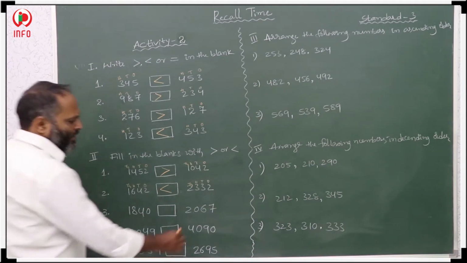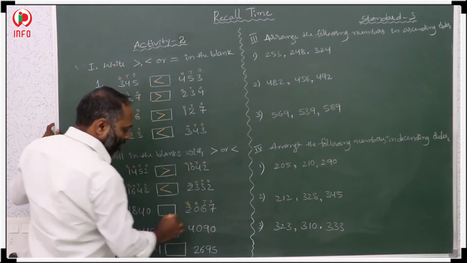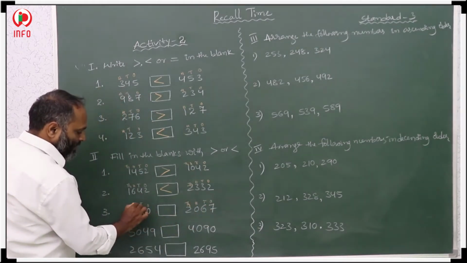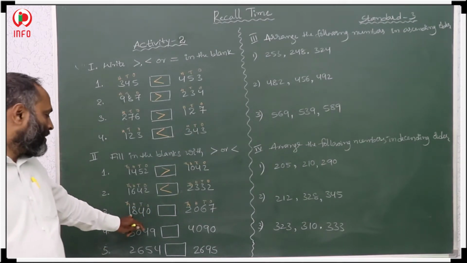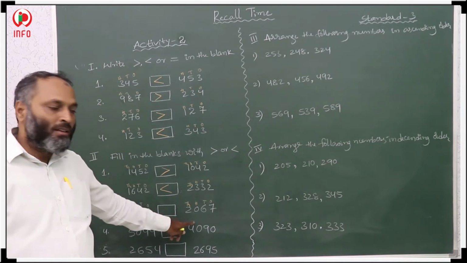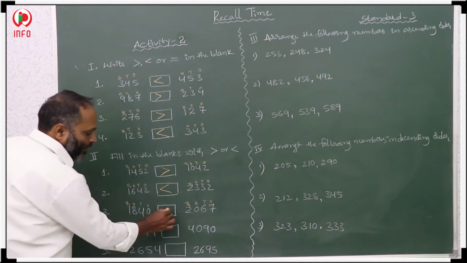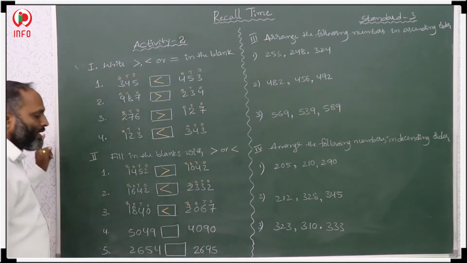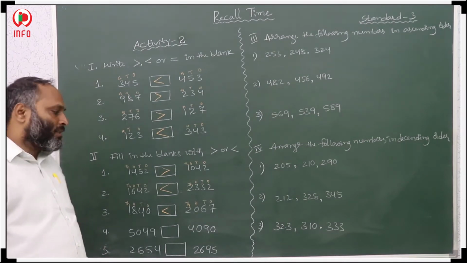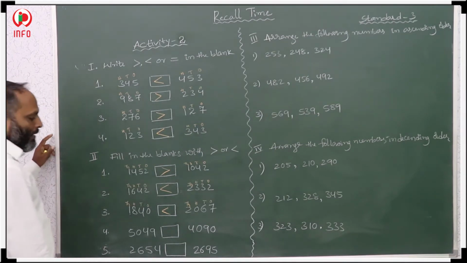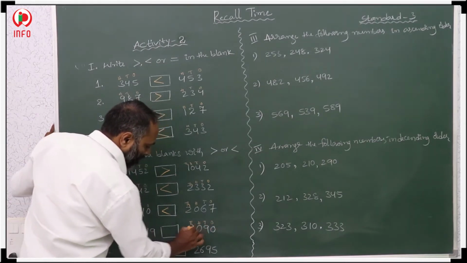Next, this is ones place, this is tens place, this is hundreds, this is thousands place. Here in thousands place 1 is there, and here 2 is there. So this one is smaller, means we have to take less than. 1840 is less than 2067.